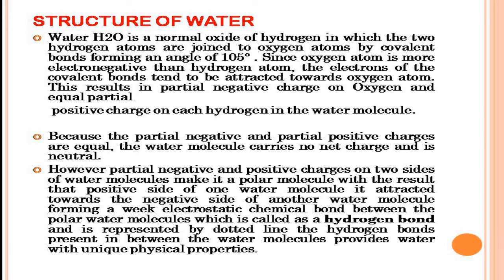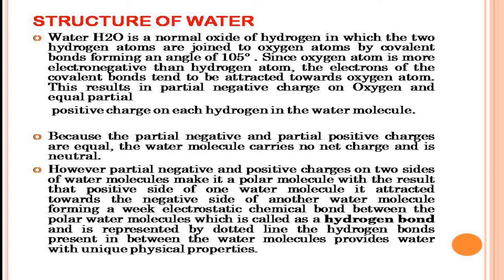Since oxygen atom is more electronegative than hydrogen atom, the electrons of the covalent bonds tend to be attracted towards oxygen atom. This results in partial negative charge on oxygen and partial positive charge on each hydrogen in the water molecule. Because the partial negative and partial positive charges are equal, the water molecule carries no net charge and it becomes neutral.